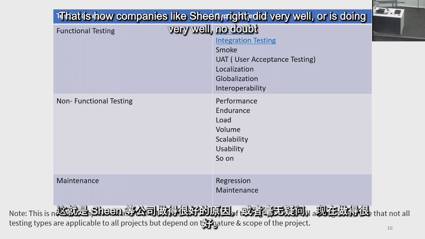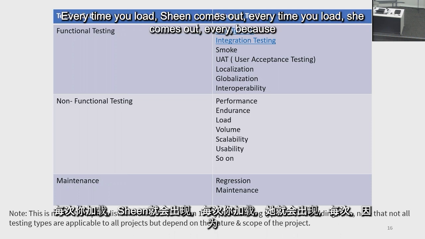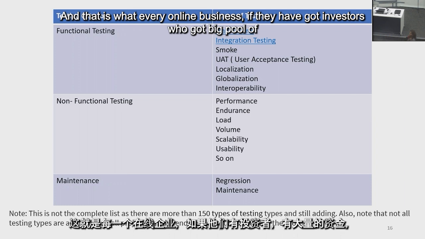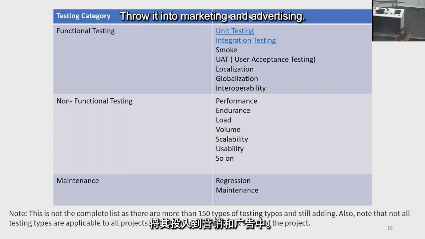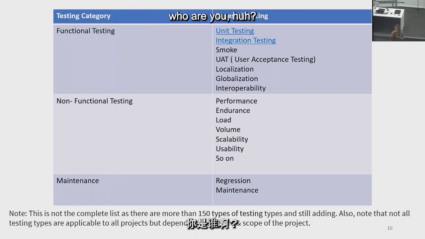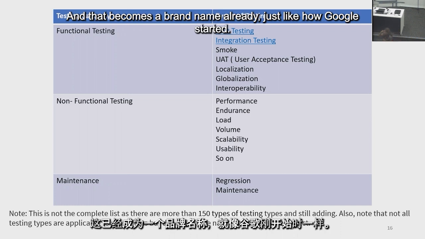That is how companies like Shein did very well, or are doing very well. No doubt they have some legal issues, but they're doing very well. Every time you load, Shein comes out, because they threw a large amount of investment into marketing. And that is what every online business does if they have investors with a big pool of money. Where does that pool of money go? Throw it into marketing and advertising. Push people to their limit until they want to know, hey, actually, who are you? I want to know. You're just popping up too many times in my head. And that becomes a brand name already.